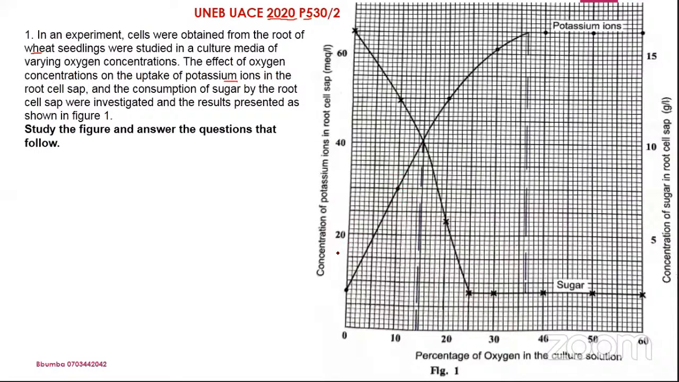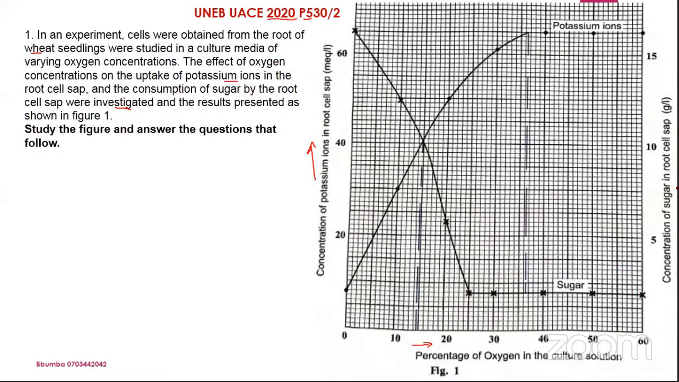What does the figure say? On the vertical axis, you can see here concentration of potassium ions in root cell, measured in millimoles per liter. And then on the horizontal axis, you have the percentage of oxygen in the culture solution. So these are percentages: 0%, 10%, 20%, 30%. You see?